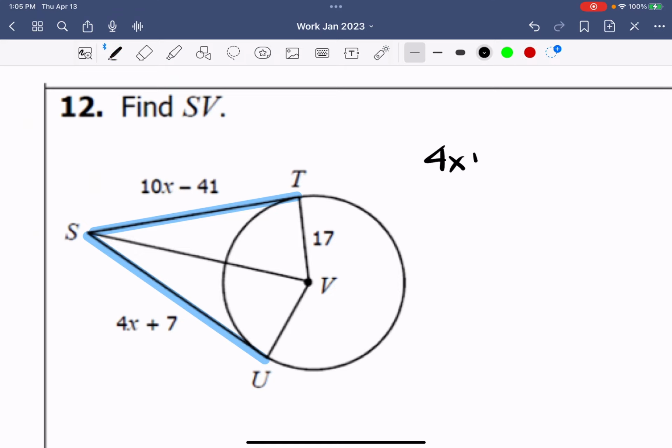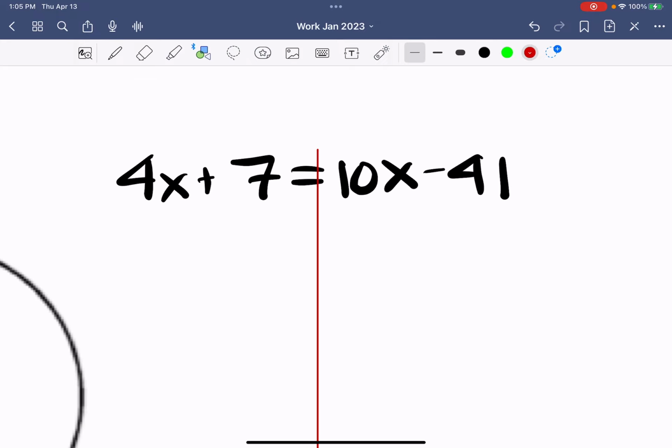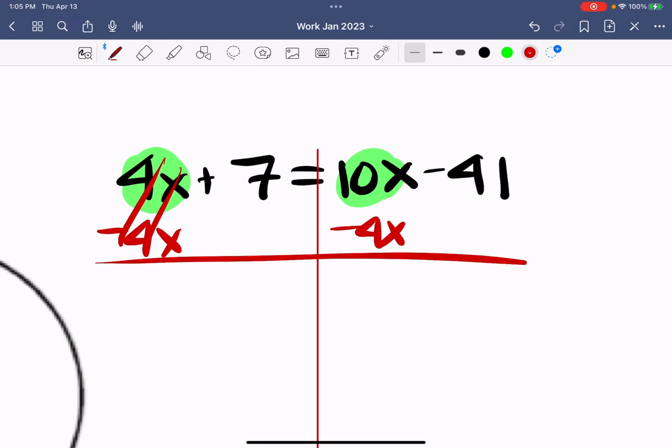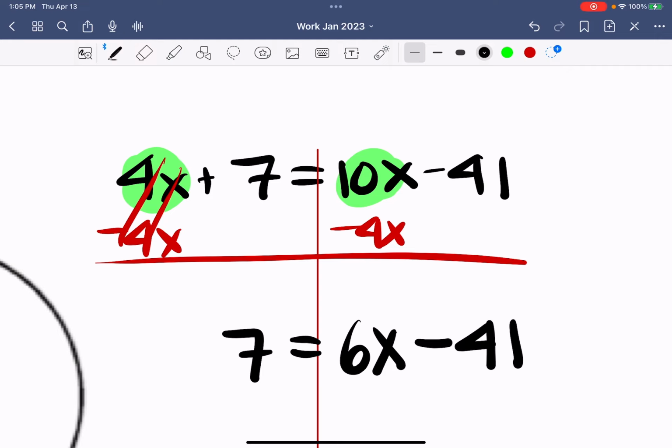Those are the ones that we're gonna set equal. So 4x plus 7 equals 10x minus 41. And we're gonna solve for x. Again, pause the video, do your work first, and then check if you got the same answer for x. You can forward it to just check the answer. Minus 4x minus 4x, we're gonna subtract the small x. Okay, I bring down the 7. 10 minus 4 is 6. Make sure I put x and bring down the minus 41.